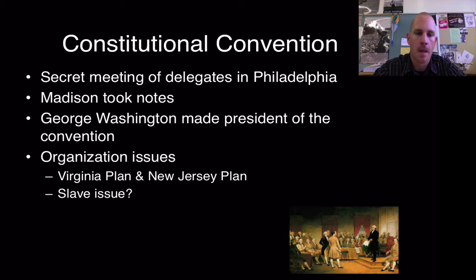Some issues here. There's going to be 2 main plans that are going to be introduced and voted on, the Virginia plan and New Jersey plan, which we'll talk about in a second. And then what are we going to do about the slave issue? That's going to be a sticking point here for these colonists.